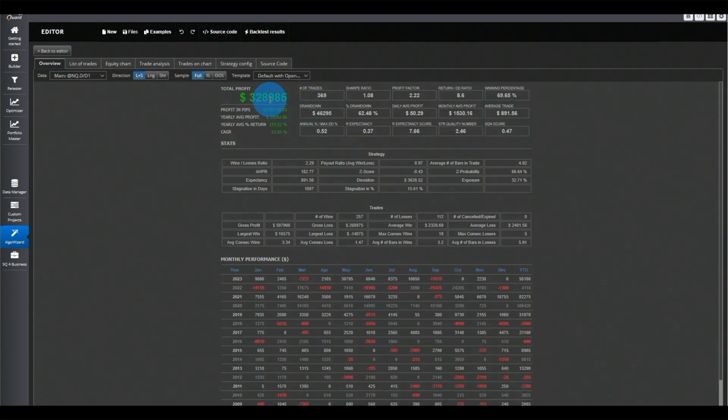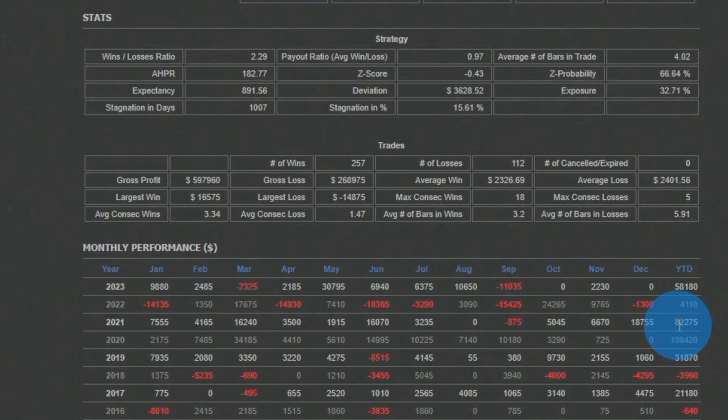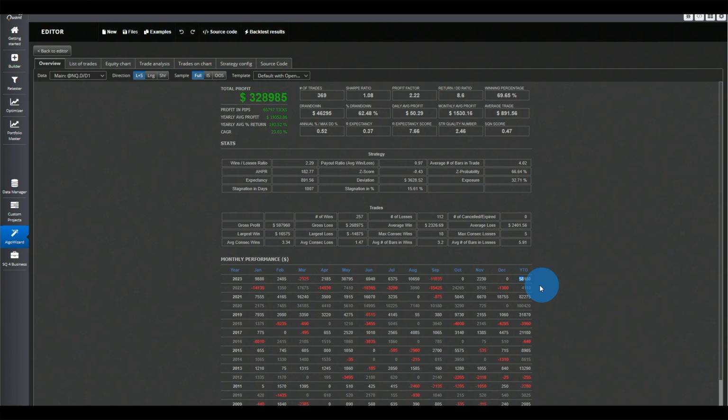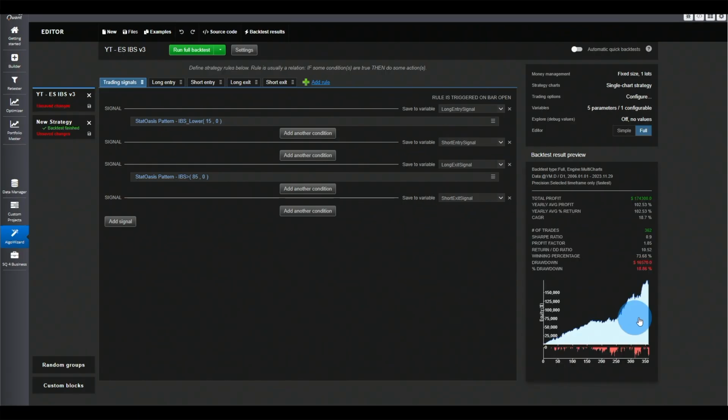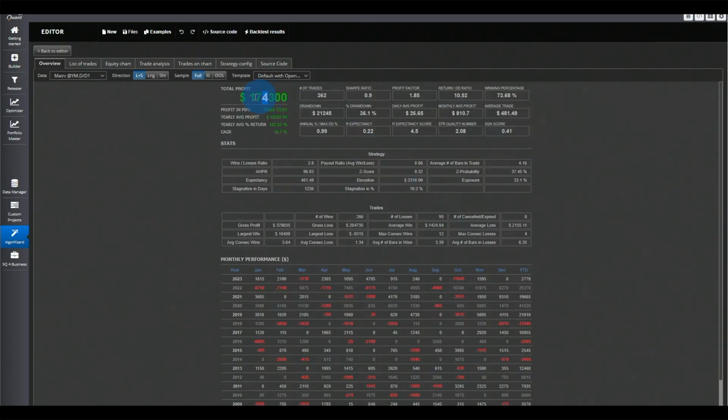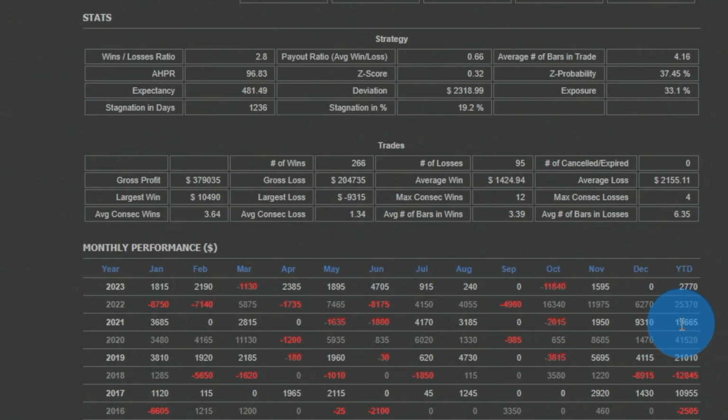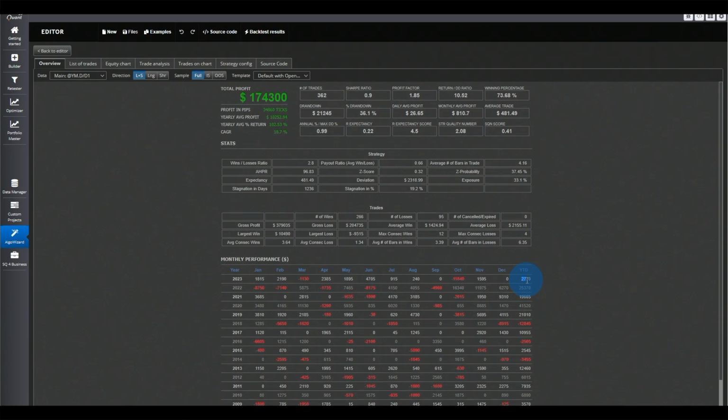It makes more money, with an average of 891. Also, the last 3 years are doing very well: 82,000, 4,000, and 58,000. And here is the same strategy now on the Dow, using the same data, same everything, single contract. And this is amazing because the Dow is like $5 a point, and we're still making $174,000 with $480 on average. And again, 21 is $19,000, 22 is $25,000, and this year is 27.